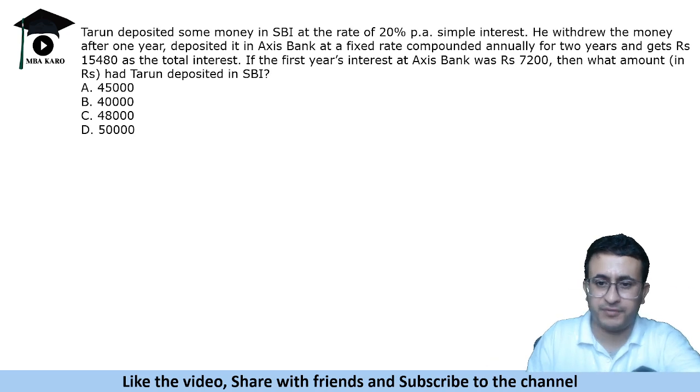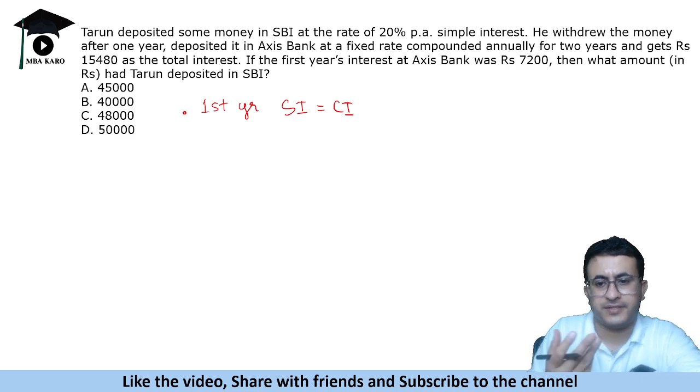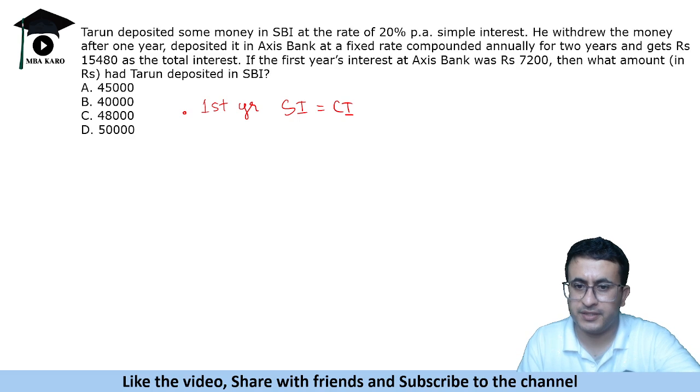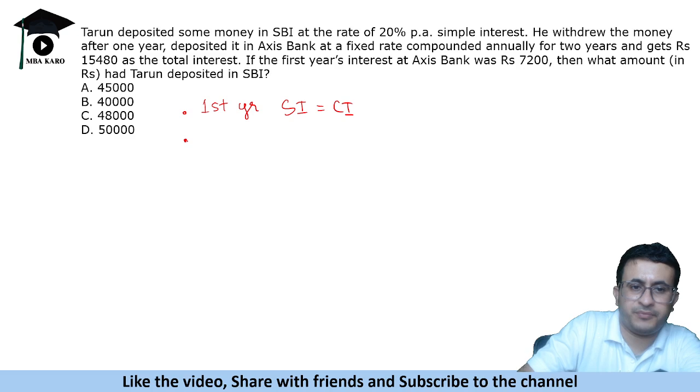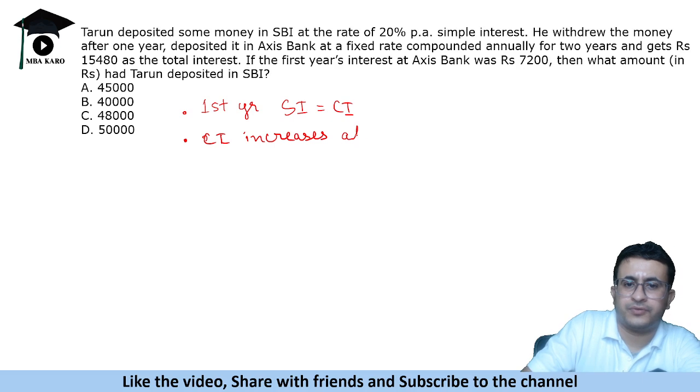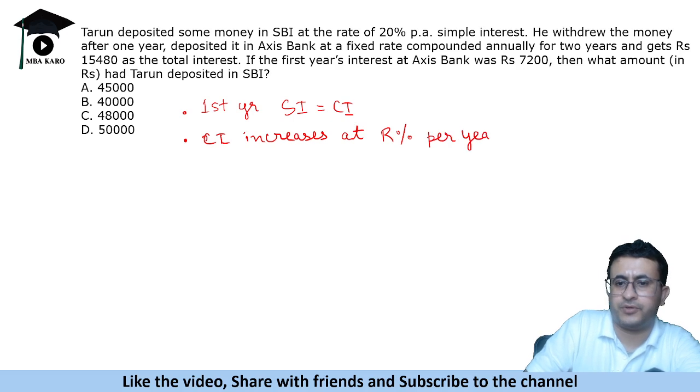So let's see how to solve this question. Remember that in the first year, simple interest is equal to compound interest. Thereafter, compound interest keeps on increasing, simple interest remains constant, right? And the second point to remember is CI increases at the rate of interest per year. ठीक है, ये दो चीज़ें आपको दिमाग में रखनी है.